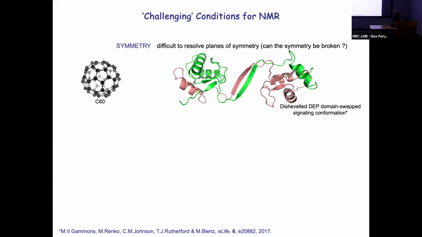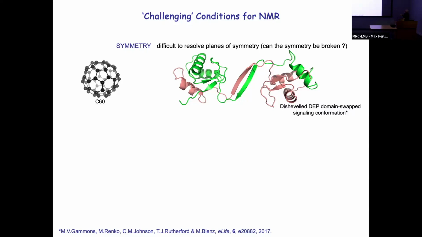So where does NMR really start to struggle at the edge of its scope? Well, one of the first areas of a problem for us is the symmetry of molecules. We find it very difficult to resolve different planes of symmetry. So if you have, for example, a cholera toxin, which has a homopentamer of 5 identical subunits, you can't distinguish between the 5 different subunits in that homopentamer.